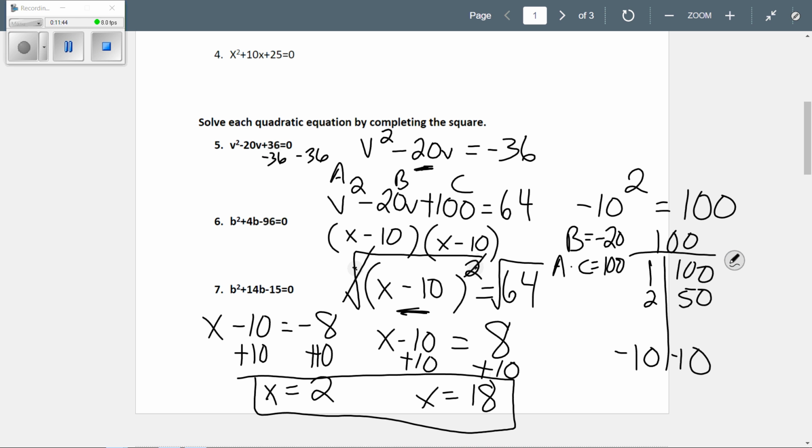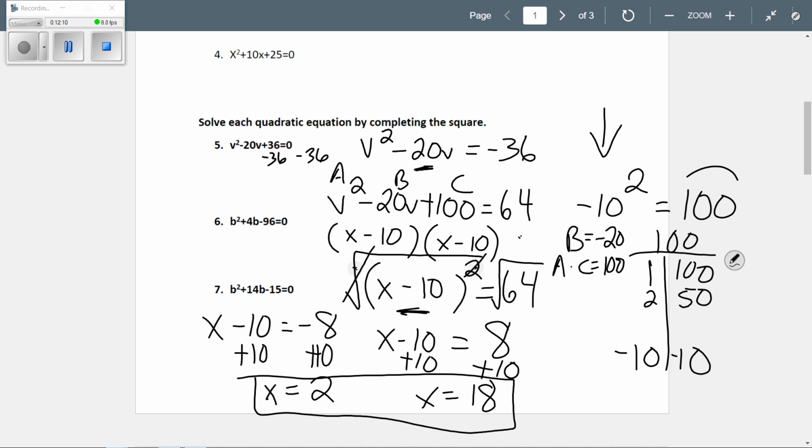Steps I noticed face-to-face students forgetting: they forgot how to factor up here. Please don't forget, you label A, B, and C, and you find two numbers that add up to B and multiply to be A times C. Another step they forgot, if we look right here, this negative 10, they did negative 10 squared, but they would put negative 100. Make sure you know it's positive 100.